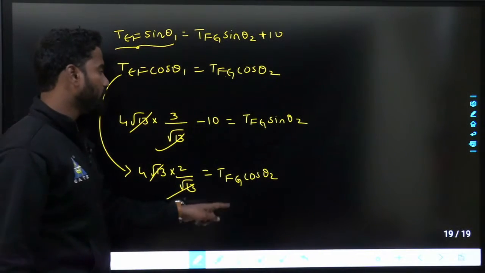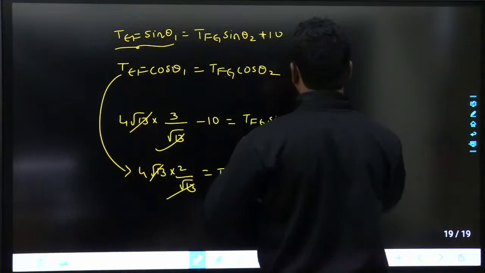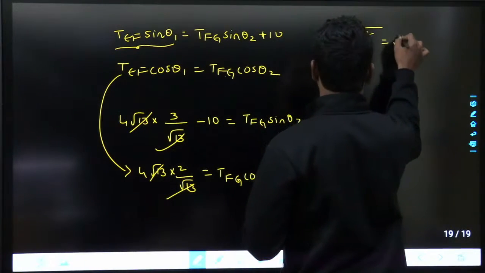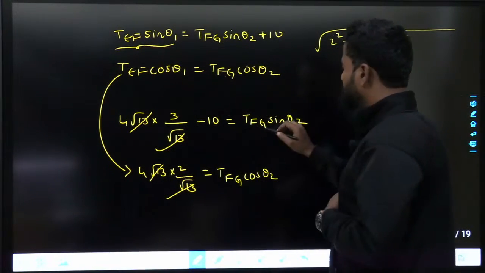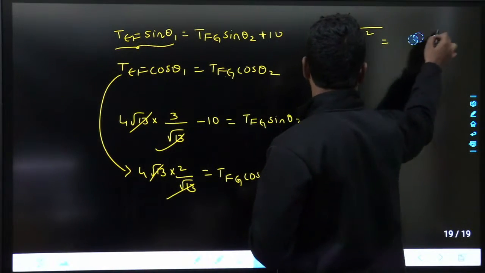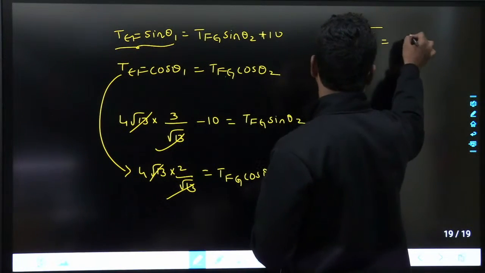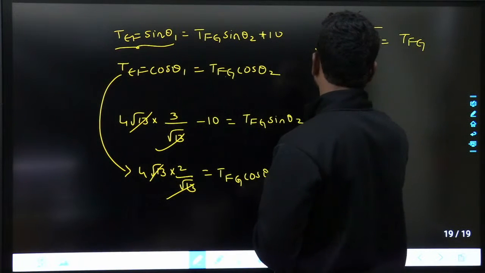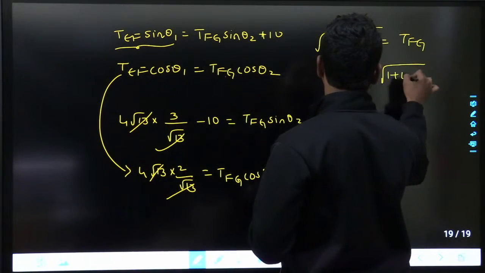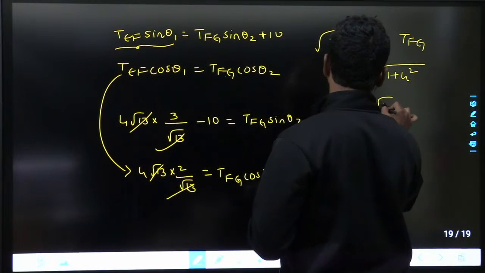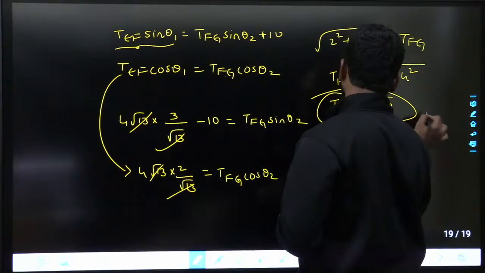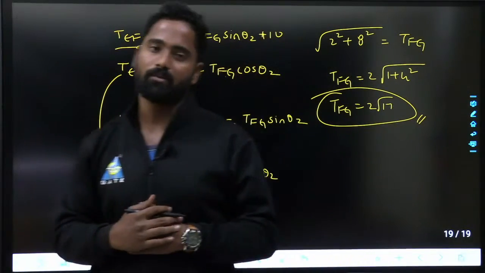If I square and add, under root of 2 square plus 8 square equals under root of TFG sin square theta plus TFG cos square theta. What is TFG sin square theta plus TFG cos square theta? That is equal to TFG. So TFG would be equal to 2 into under root of 1 plus 4 square, that is 2 root 17. TFG equals 2 root 17. This is how you are going to find out the answer.